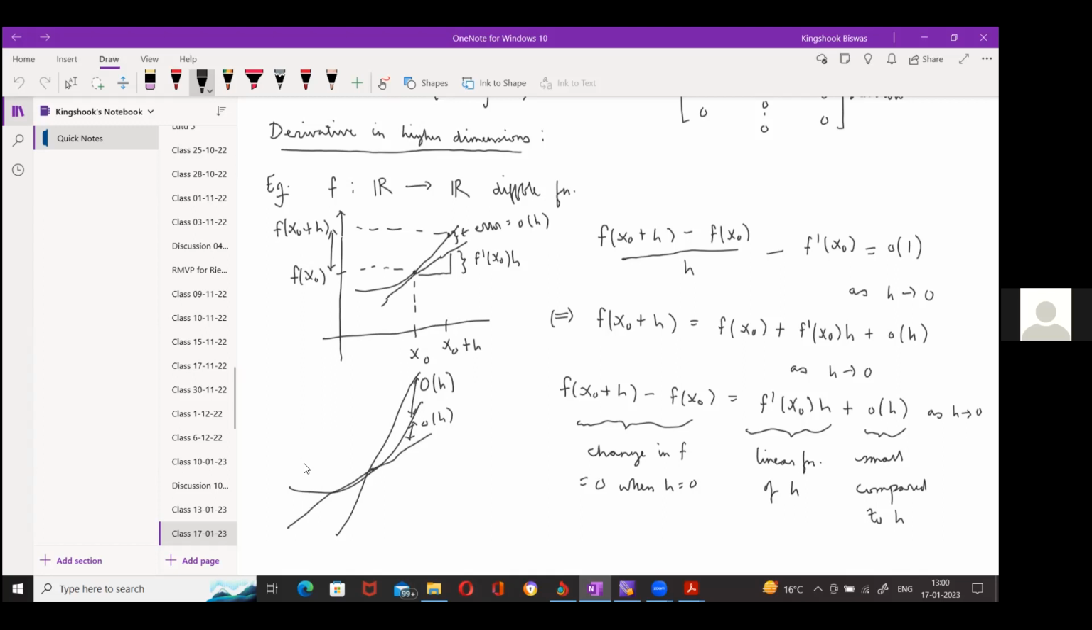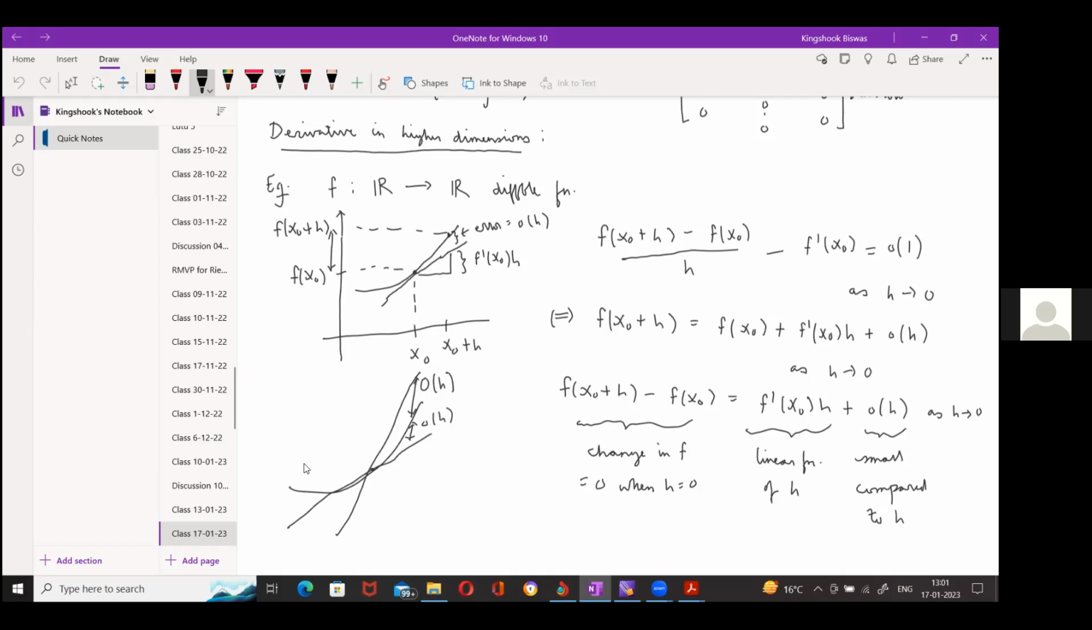Make sense? So what does that mean? That means that the tangent line is the unique line for which the error term between the graph and the line is little o of h. It is the unique line for which the error term is small compared to h. Is that clear?